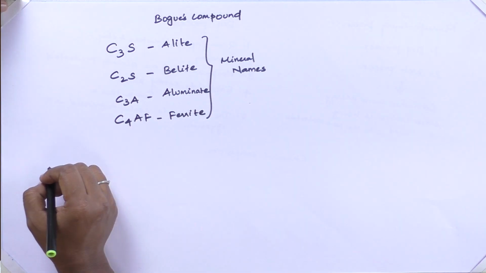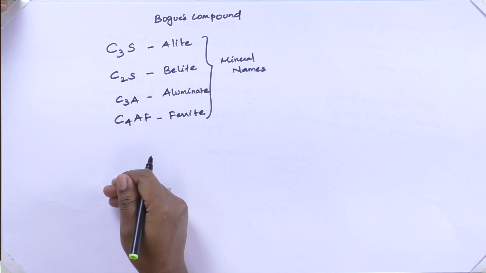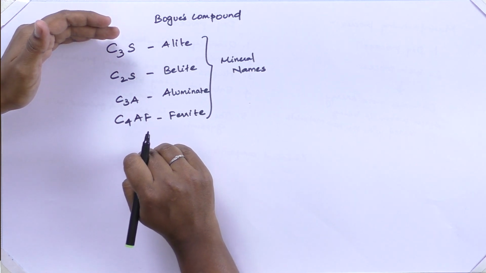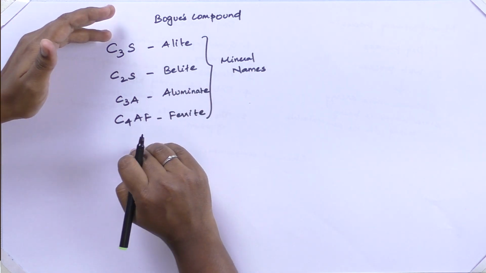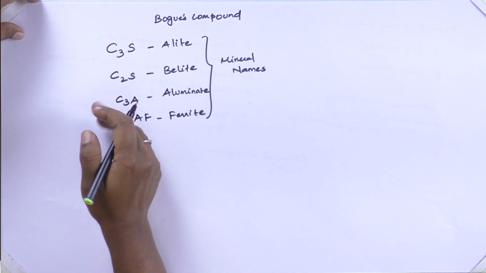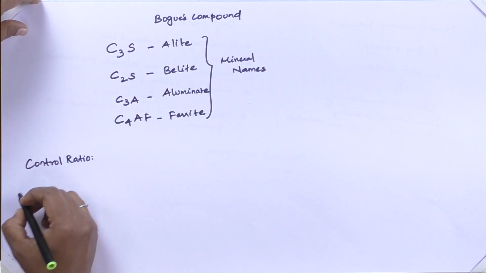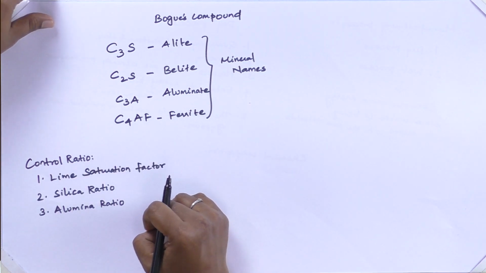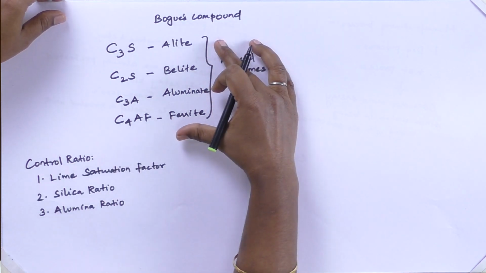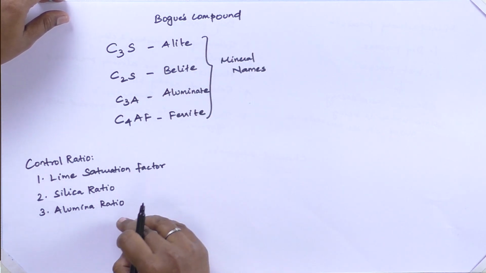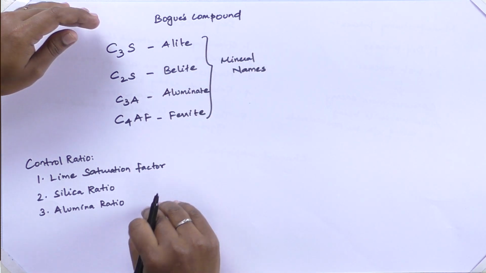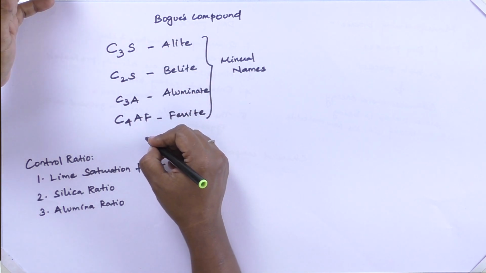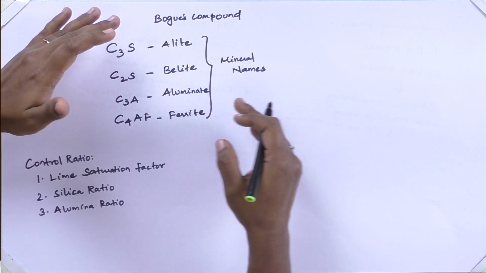Next, see about the control ratio, that is, within which limits these compounds should be there, which is termed the control ratio. These three factors govern the Bogue compounds, that is, based on these three factors the proportion of C3S, C2S, C3A and C4AF in a cement is governed.